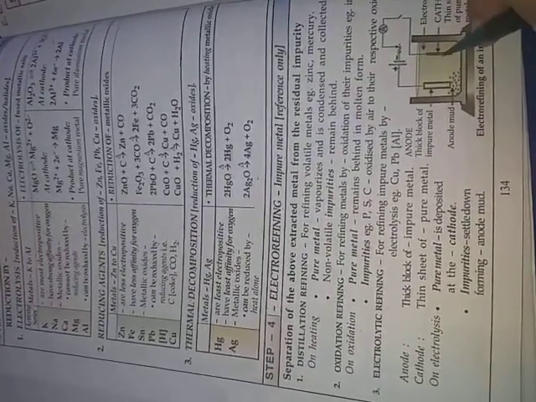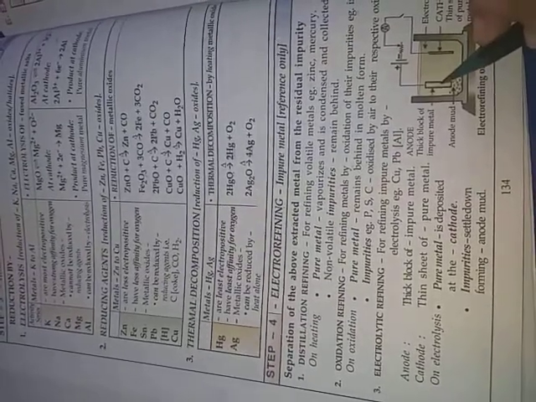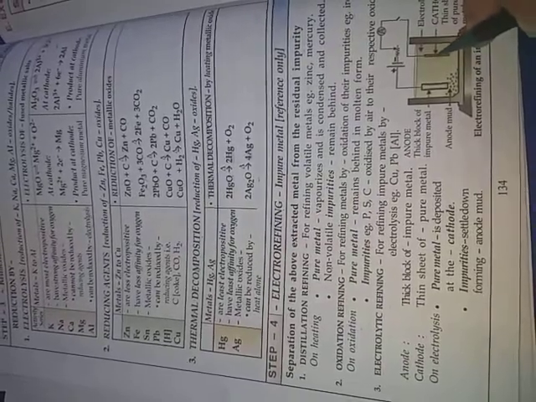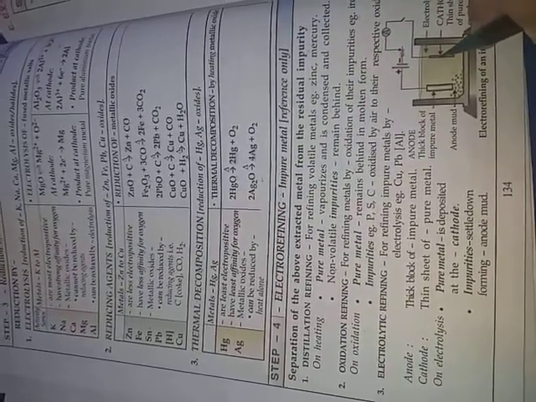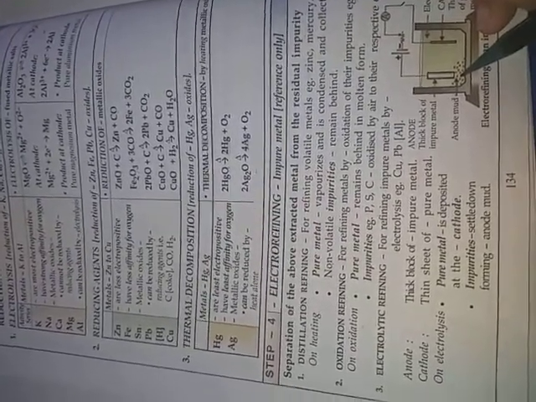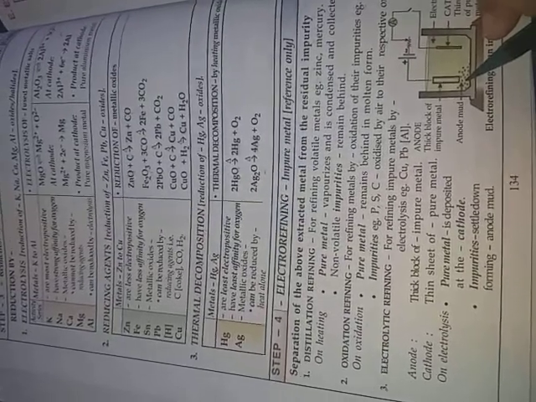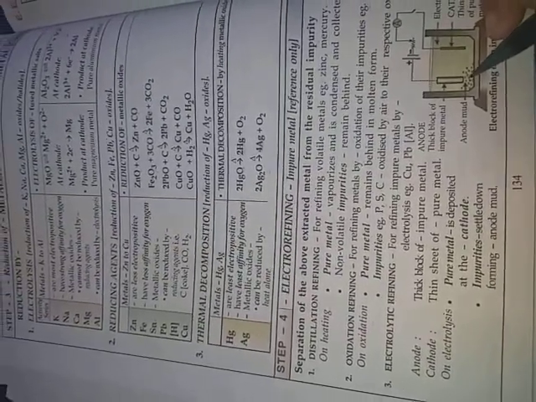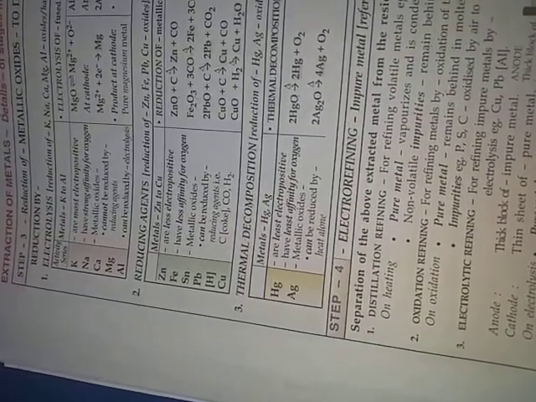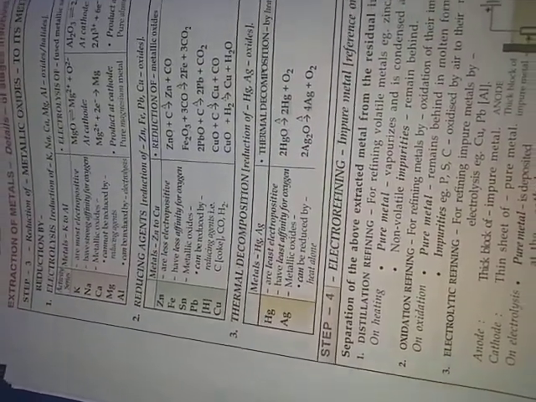On electrolysis, pure metal is deposited here at the cathode, while the impure metal from the anode goes into the solution and is then collected at the cathode. Impurities, if any are present, settle at the bottom below the anode, and this impurity is called anode mud. Okay, so this was about the extraction of metals. There are 4 steps, and tomorrow we will start with the extraction of aluminium.